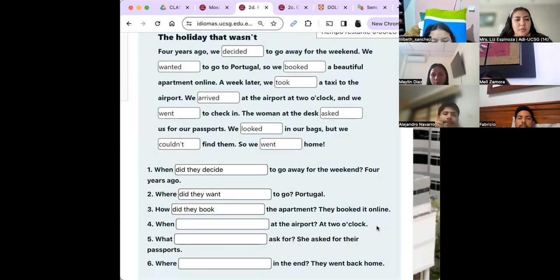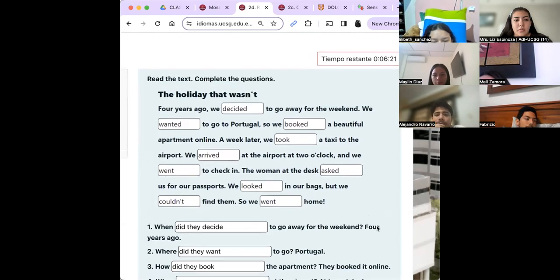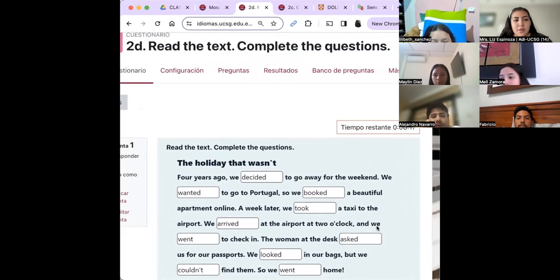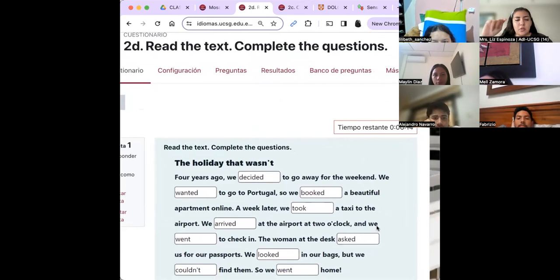Where is this? ¿Dónde está eso? No lo veo. Acuérdense que siempre tiene que abrir cuando ya terminamos, no mientras estamos haciendo. Es 2D. Actualiza el Classroom. Es una más que abrir de grammar.